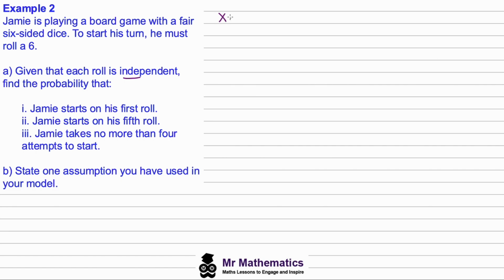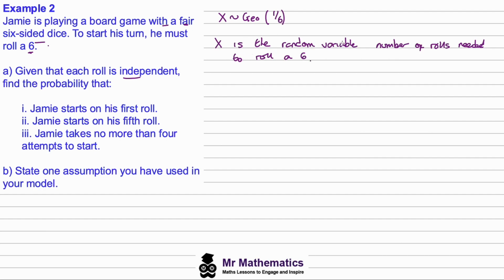We'll say X is distributed geometrically. The probability of success, well, if it's a fair 6-sided dice, and we want to roll a 6, the probability of success will be 1/6. And then we need to say where X is the random variable, the number of rolls needed to roll a 6. And then for part 1, the probability of X being equal to 1, so we get it on our first roll, this will just be 1/6.